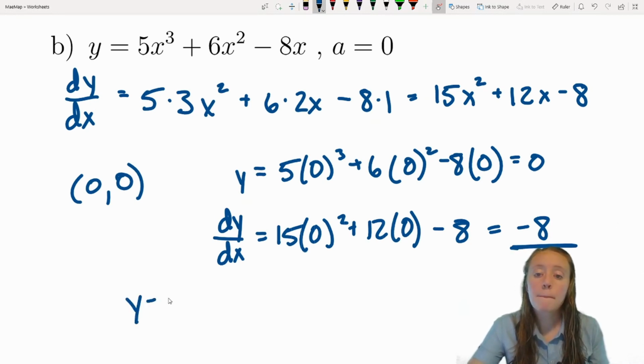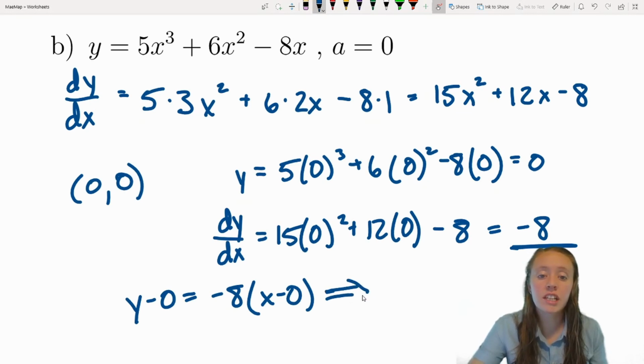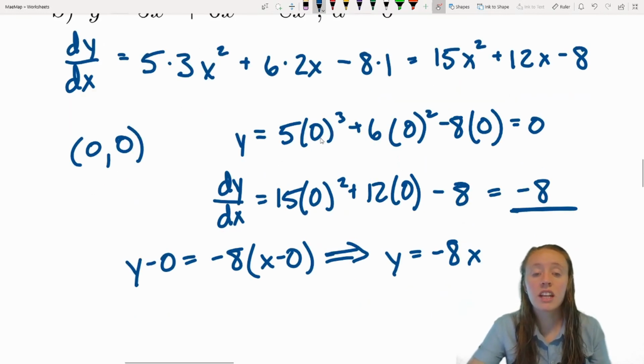So I'll have y minus 0 equals negative 8 times x minus 0, which, since it's fairly easy to simplify, will give us y equals negative 8x. So my tangent line at my point 0, 0 is y equals negative 8x.